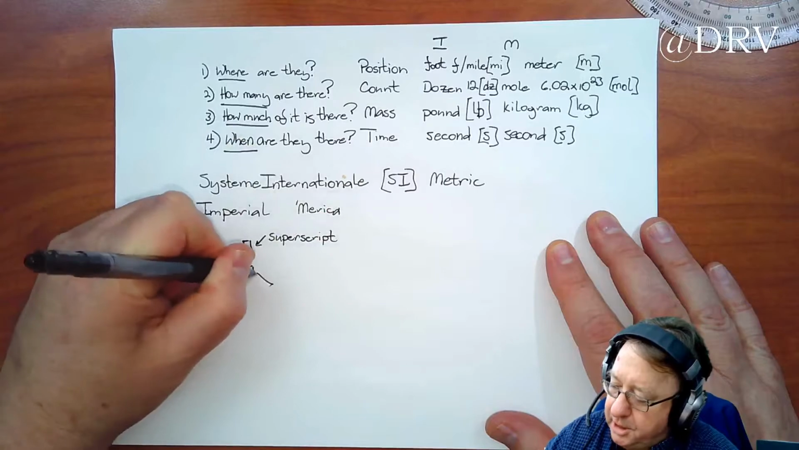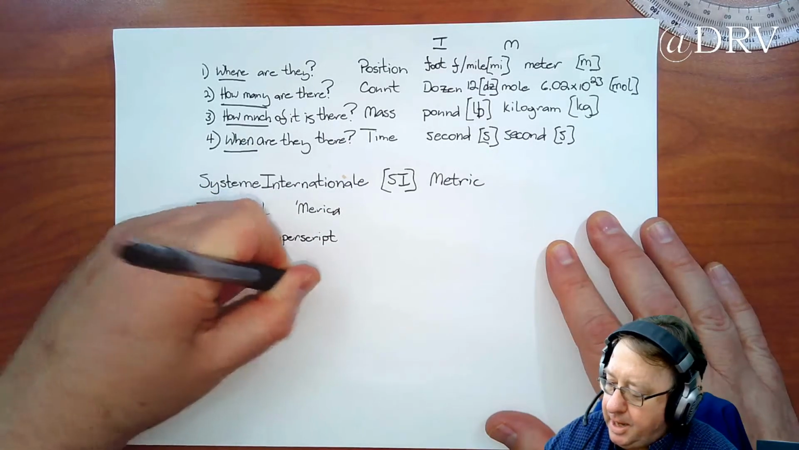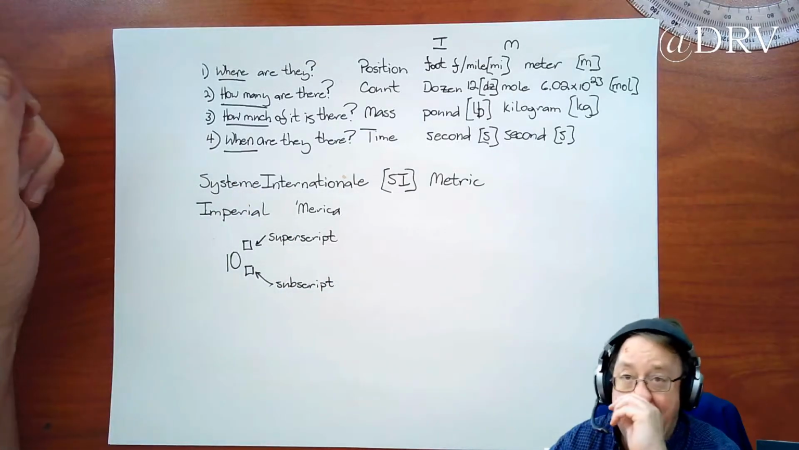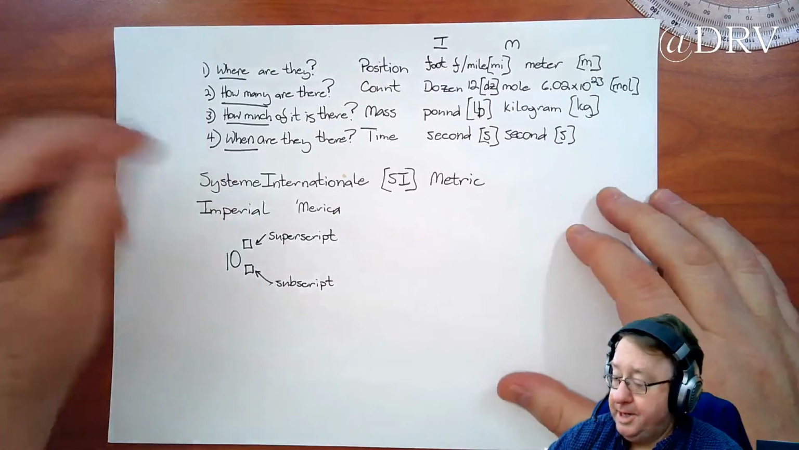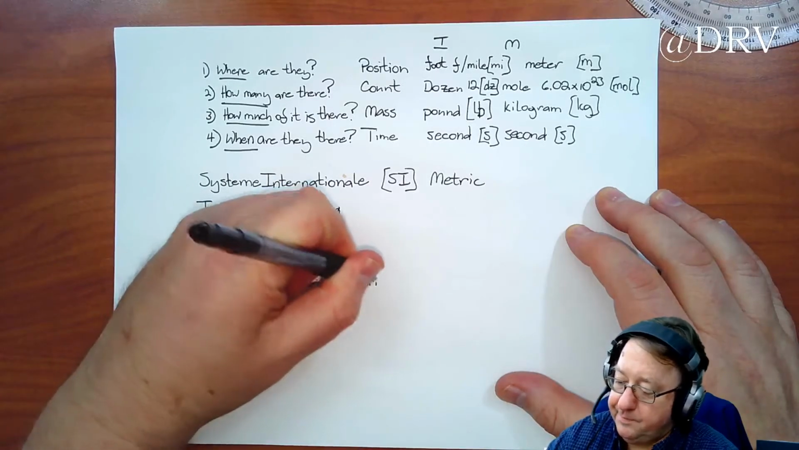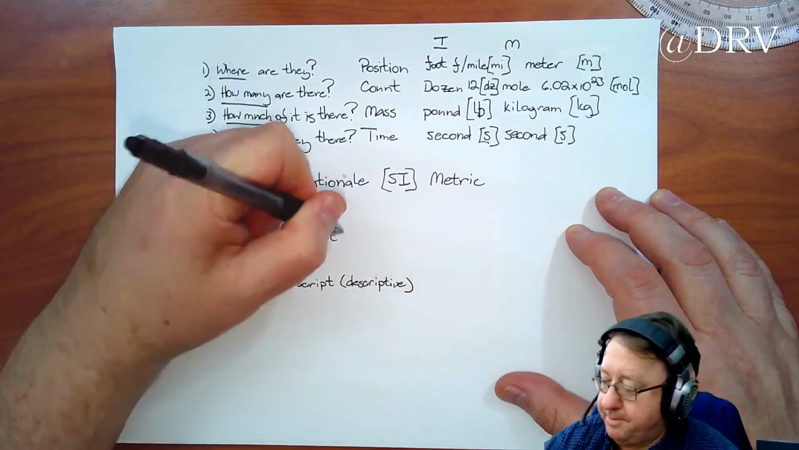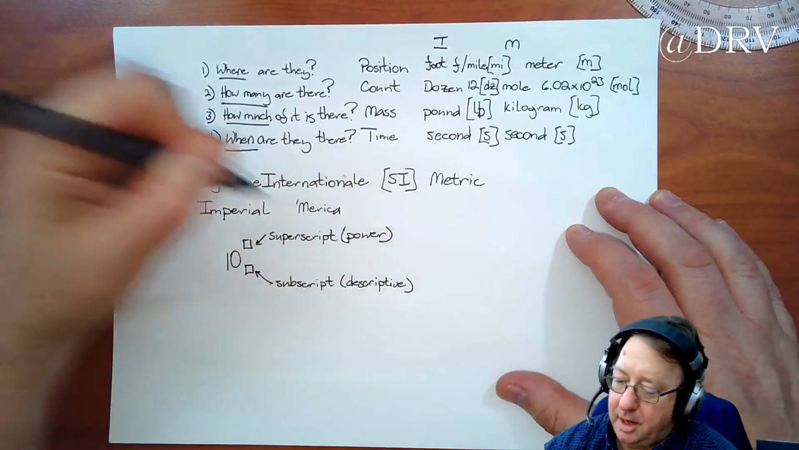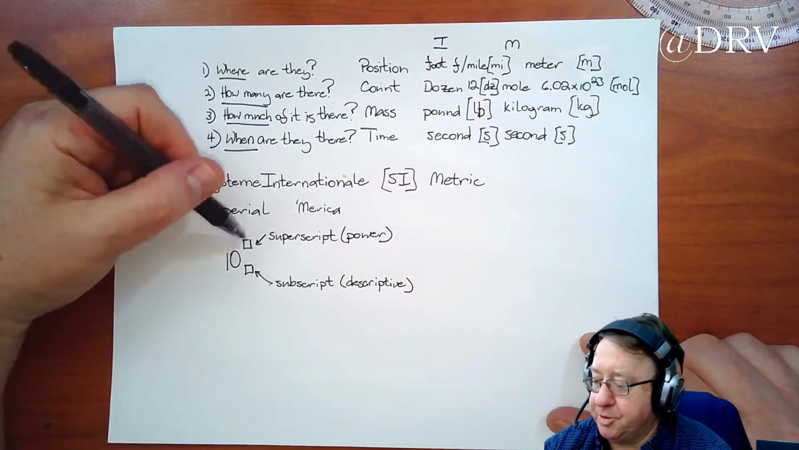The one to the lower right is the subscript. And they are used to convey either mathematical ideas or descriptive. The subscript tends to be more descriptive. The superscript tends to represent the power of what's going on.